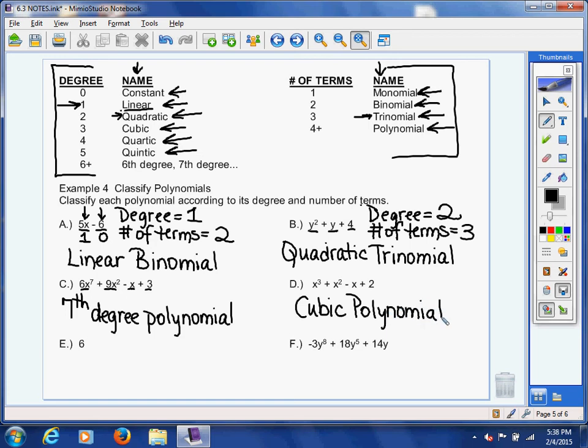So you're basically working left to right. First find the degree, use your left chart, then find your number of terms and use your right chart. That's your pattern. Go back and forth, left to right.